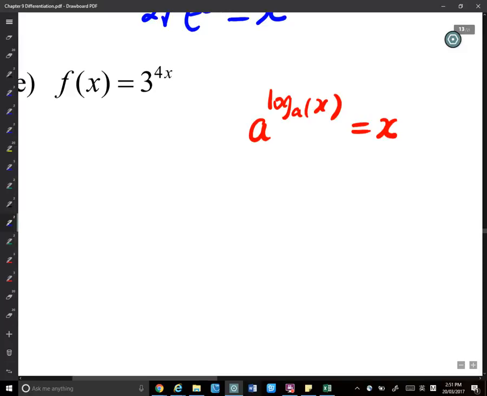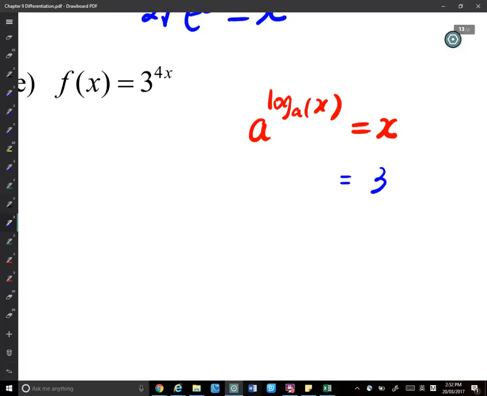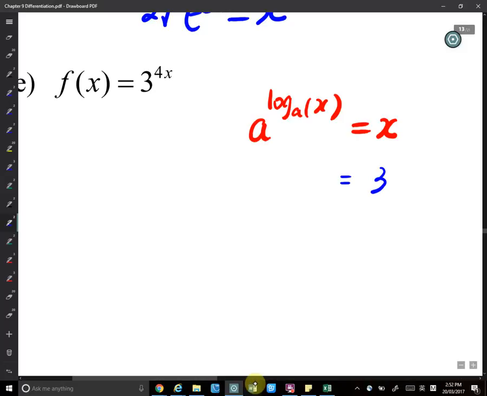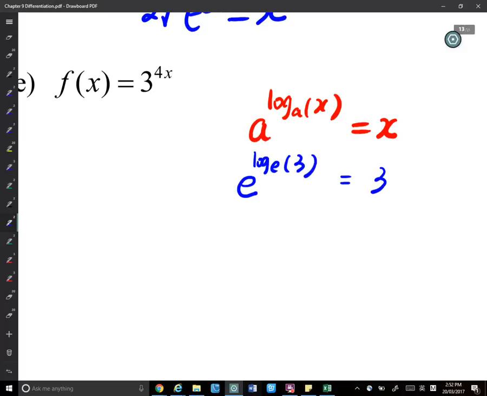I want base e, right? Let's make x to be 3. So it's this number here. I want to see what 3 equals to. 3 will equal, let's make a become e because I want base e, so that will be log_e 3. So 3 is e to the power of log_e 3. I can change 3 to e to the power of log_e 3.